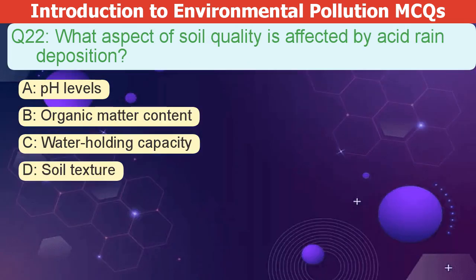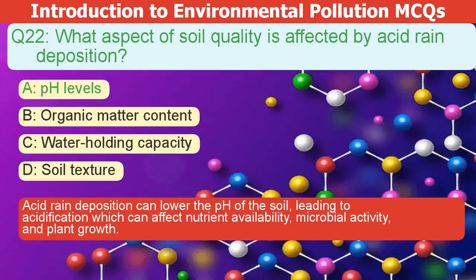What aspect of soil quality is affected by acid rain deposition? A. pH levels. B. Organic matter content. C. Water holding capacity. D. Soil texture. The correct answer is A. Acid rain deposition can lower the soil's pH, leading to acidification. This affects nutrient availability, microbial activity, and plant growth.